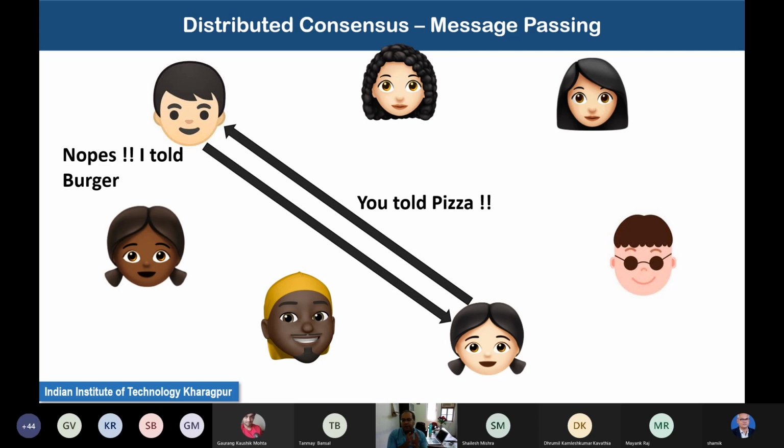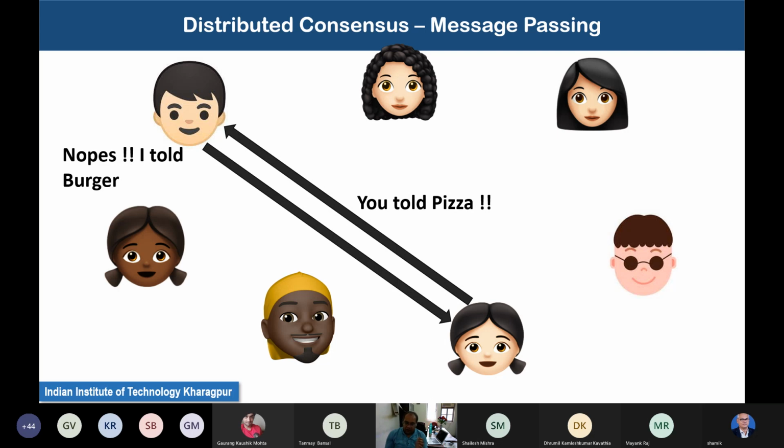This kind of behavior is called a fault. There are different types of faults that are modeled in a distributed system. Later on, when we go into the details of different consensus algorithms, we are going to see what the different types of faults can be in a typical distributed system and how a distributed consensus algorithm can solve this problem, when someone is trying to tell a lie or someone is denying the information that they have shared.